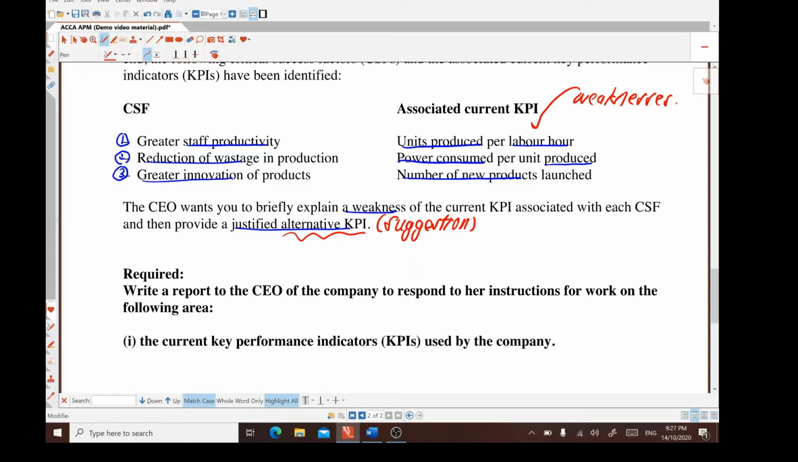Okay, that's to respond to instructions for the work on the following areas for this case. Now, we know that in this scenario we're not going to write a report, but in most of the ACCA APM exam questions, the first question, candidates are required to write that out. Remember, in order for you to actually score the 4 professional marks, what happened?